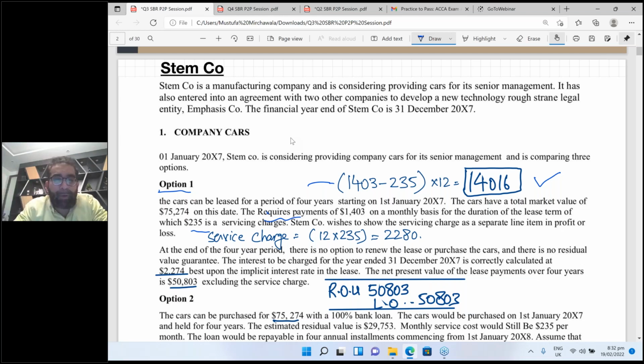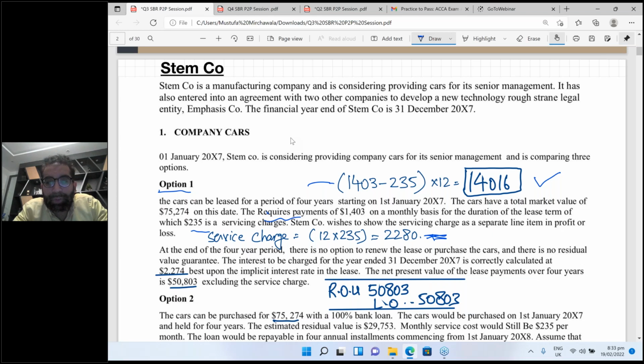Okay, now let's take out the service charge also separately. See this. 1 month service charge is 235. So how about 12 months? 12 multiplied by 235 is 2280. Okay, so this 2280 will directly go in P&L. Okay, right? Now be active.